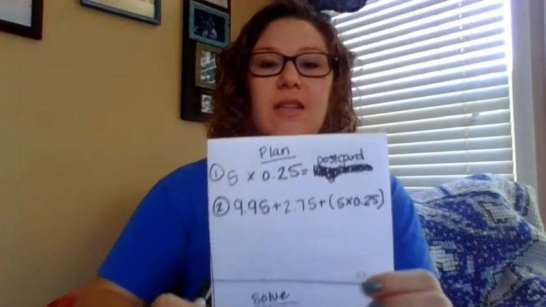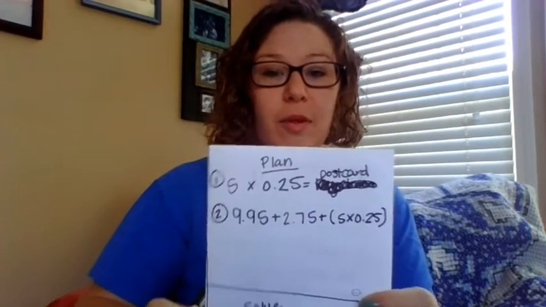And then step 2, I need to know how much he's spending on all of these souvenirs he's buying. Remember, we said the t-shirt cost $9.95 plus the keychain, which was $2.75, plus those postcards, which are 5 times 25 cents each. So that will be step 2 for my problem, which will give me a total for how much he spent.